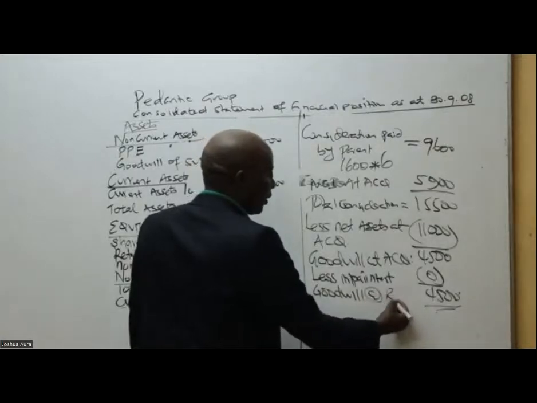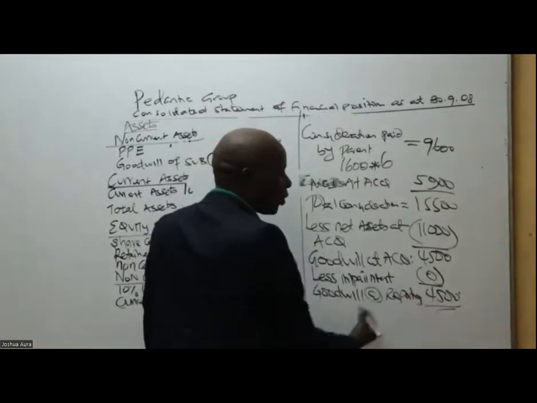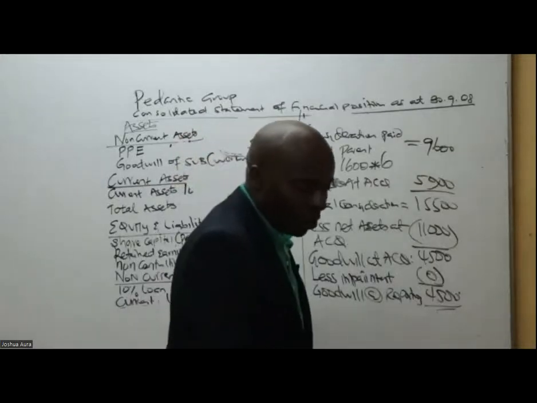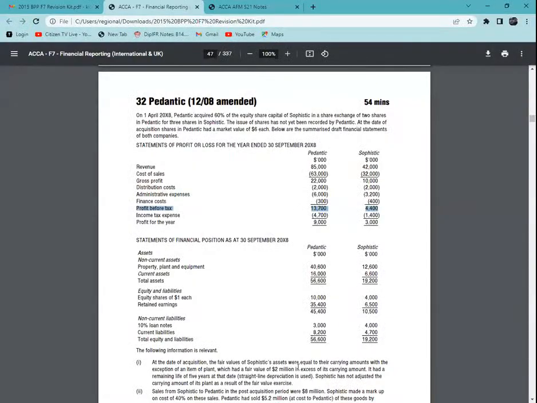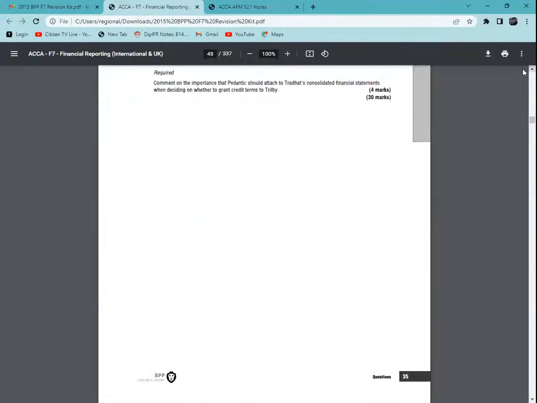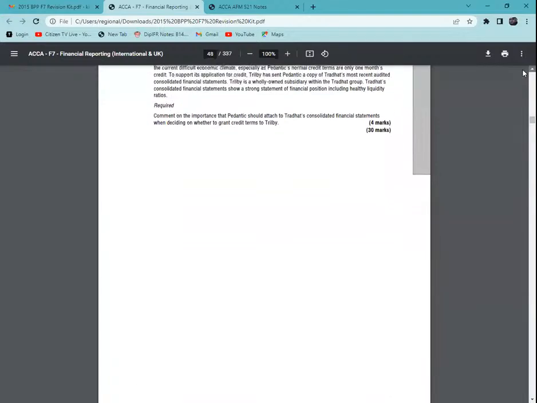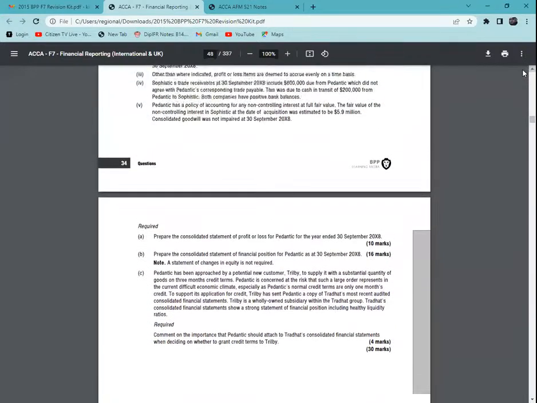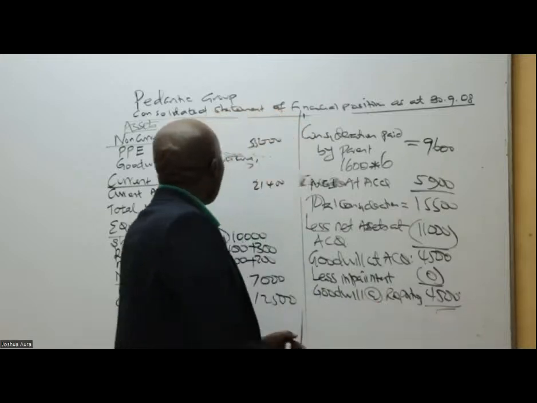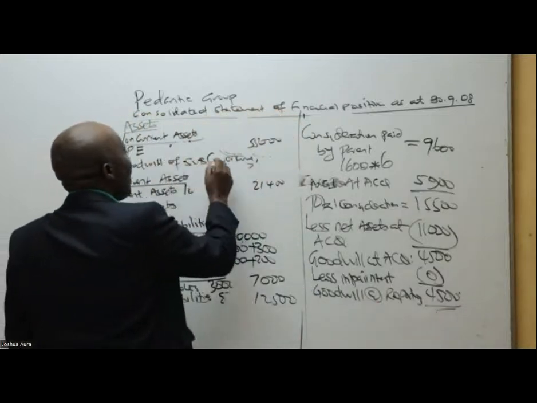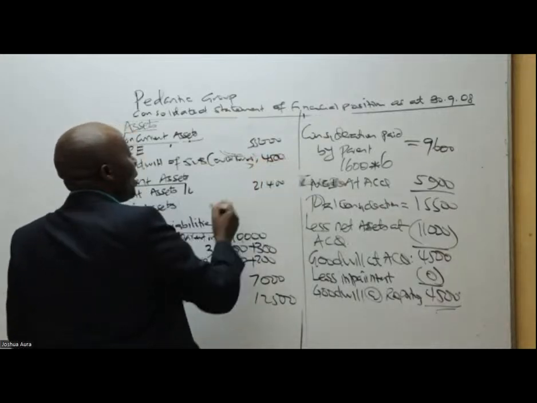Goodwill at reporting. They told us somewhere down here that goodwill was not impaired as an asset. Goodwill was not impaired at all. Unless I'm dreaming, they told us precisely that the fair value of NCI, consolidated goodwill, was not impaired as at the date. No impairment loss. So 4,500 is what I expect you to bring here. Goodwill 4,500.